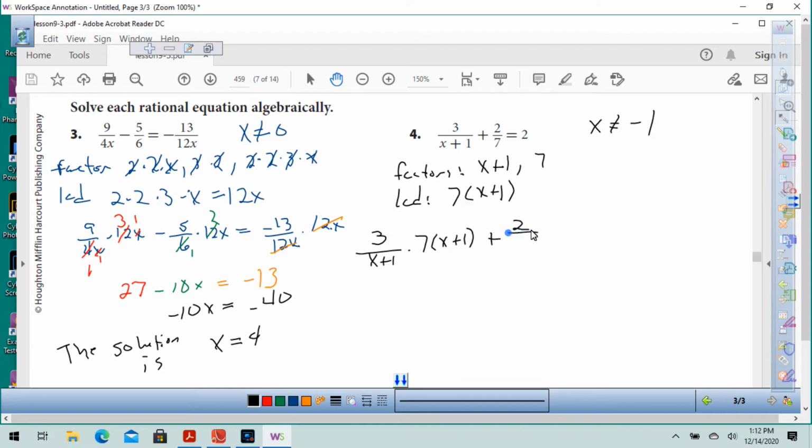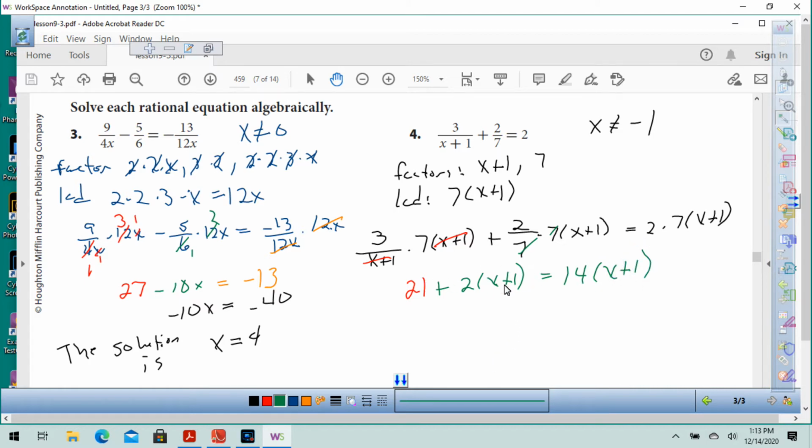Plus, and then we got 2 over 7 times x plus 1 equals 2 times 7 times x plus 1. All right, we can get rid of x plus 1's there. That's 3 times 7 is 21. Plus, over here, we can get rid of the 7's, and that gives us 2 times x plus 1. And that's going to equal 2 times 7 is 14 times x plus 1.